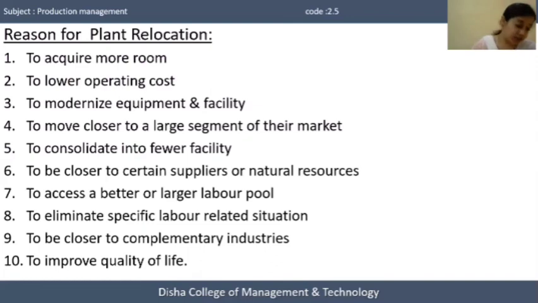Last, to improve the quality of life. If the industrialists want to improve the quality of life of their employees, they make decisions related to relocating the plant. If a particular industry is located in a remote area, the employees are not able to get basic facilities. So, to improve their quality of life, industrialists relocate their plant to an area where various facilities are available. So, these are the various reasons for plant relocation.